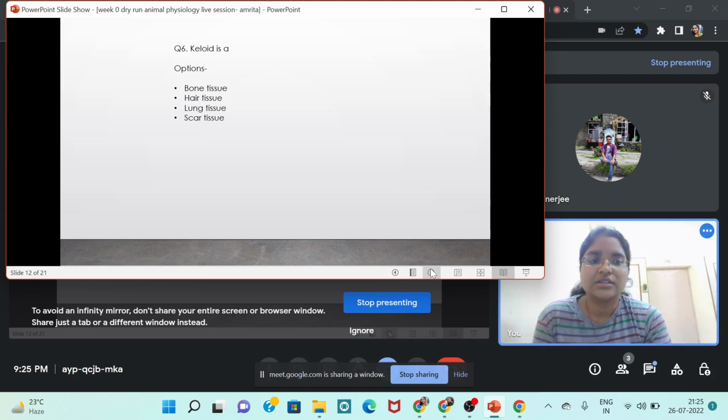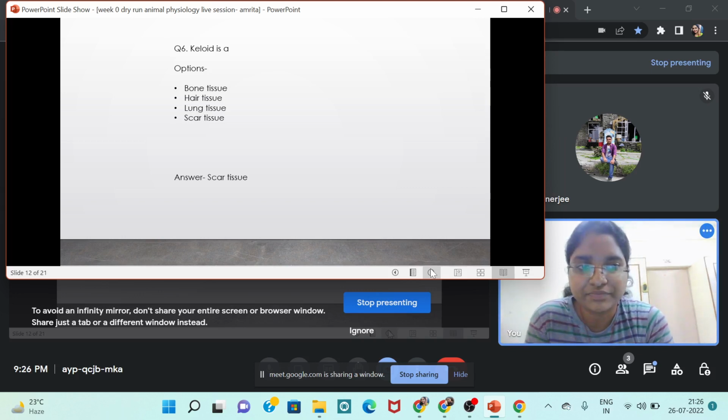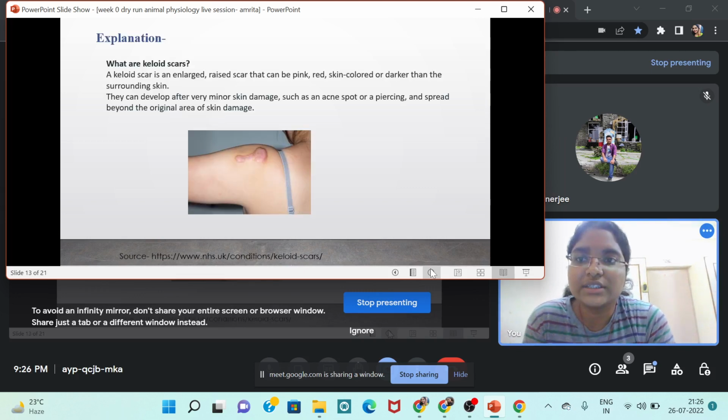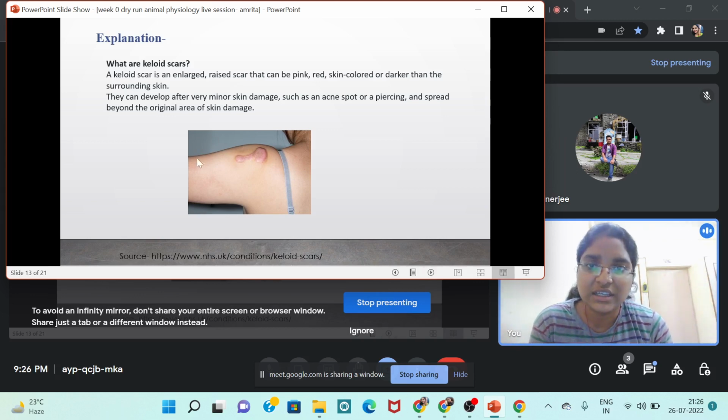Okay, scar tissue. Most of us are writing scar tissue. Congratulations, the answer is actually scar tissue. I'm happy that most of you know the answer. So, what are keloid scars? A keloid scar is an enlarged raised scar that can be pink, red, skin colored, or darker than the surrounding skin. They can develop after very minor skin damage, such as an acne spot or piercing, and spread beyond the original area of the skin damage. So, we can see the picture of a keloid scar here. It looks really scary.